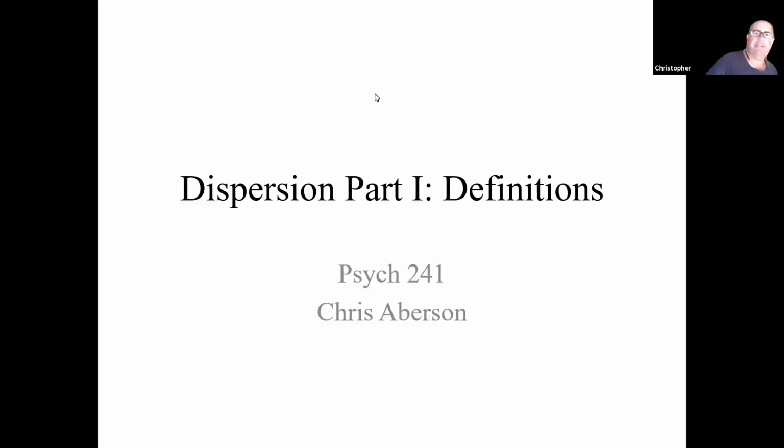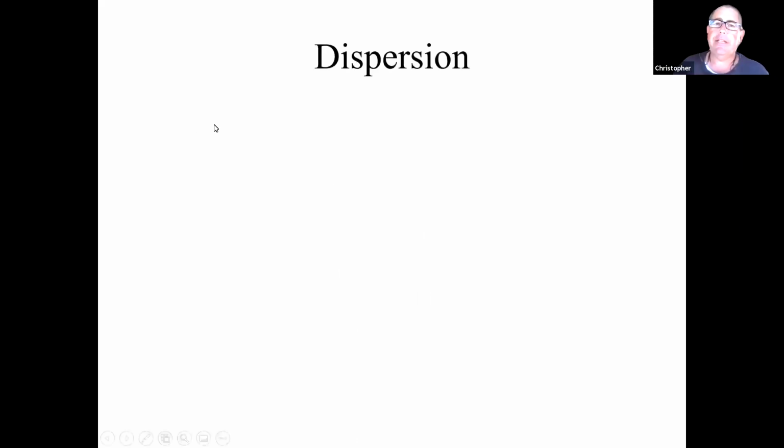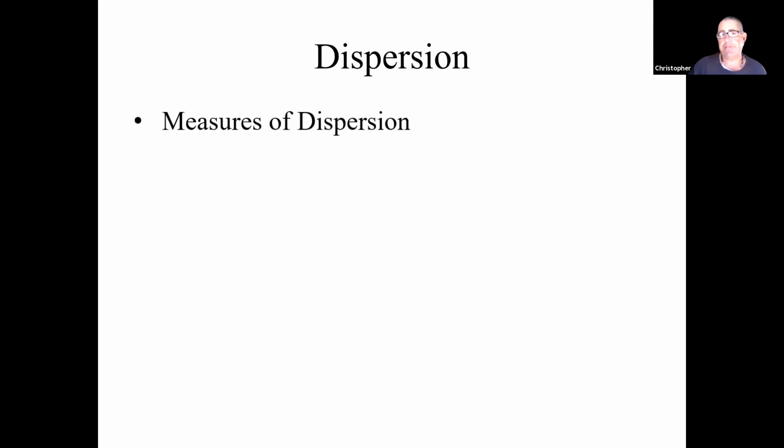All right, measures of dispersion, part one. As I mentioned in the last set of slides, central tendency is just one aspect of our distribution. It doesn't fully describe the distribution. To fully describe the distribution, we need to bring in some other statistics, in particular measures of dispersion.